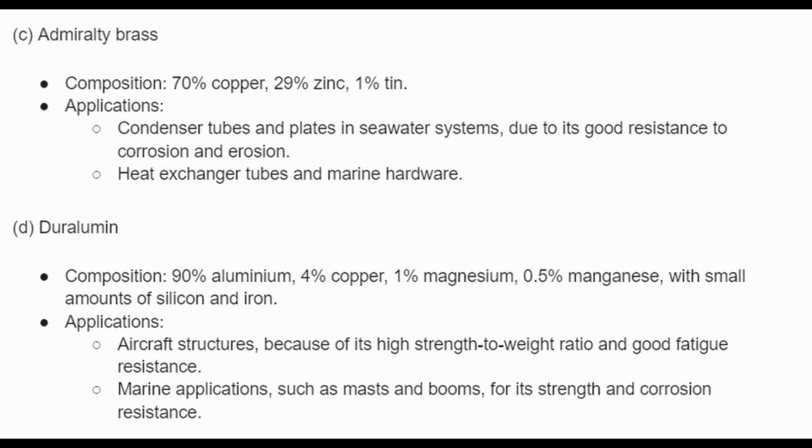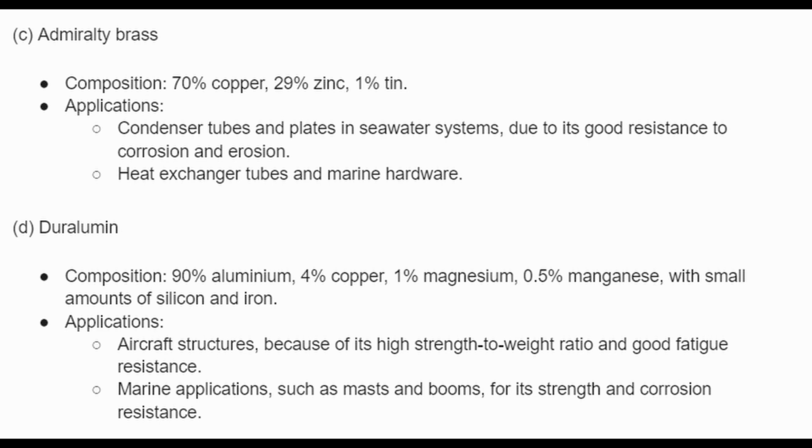Admiralty brass composition: 70% copper, 29% zinc, 1% tin. Applications: condenser tubes and plates in seawater systems due to its good resistance to corrosion and erosion. Heat exchanger tubes and marine hardware.